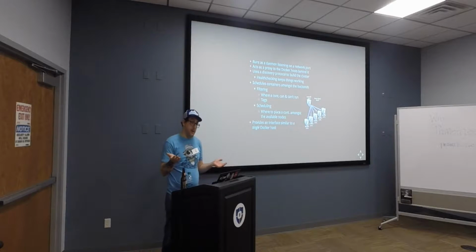Amongst the backends that are available, Swarm is in charge of scheduling. It does this in two ways. It uses filtering, which is based off of tags and a few other metrics, and filtering determines which machines are available to be scheduled on. Whereas scheduling determines, out of the available machines, where am I going to place this container that needs to go. So using filtering and scheduling is what differs it from Docker itself.